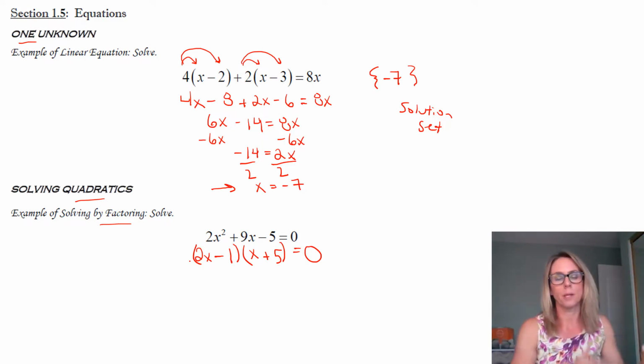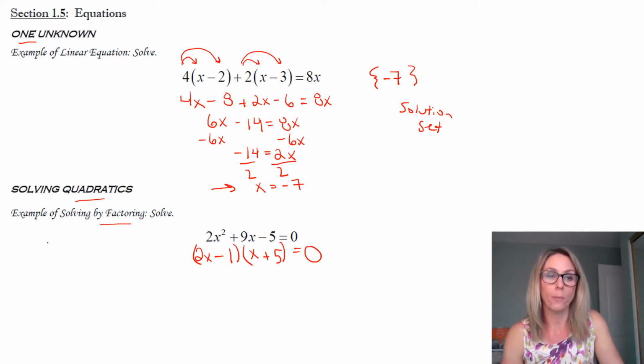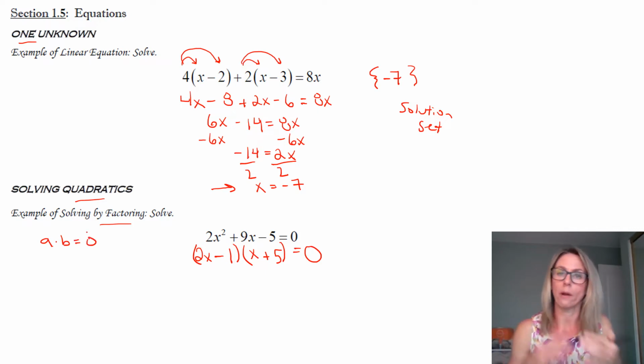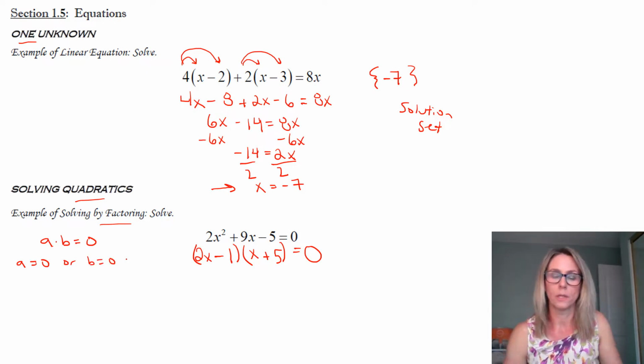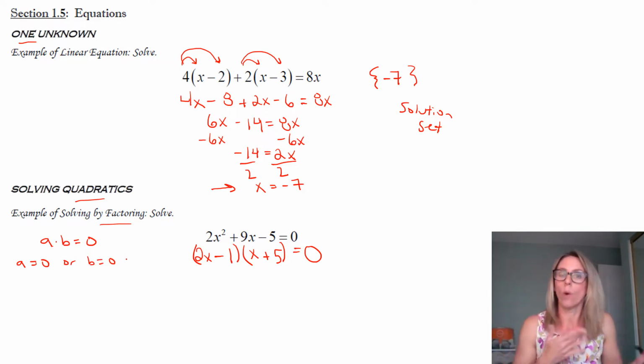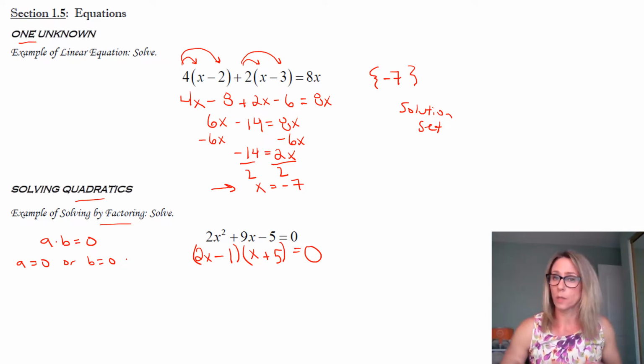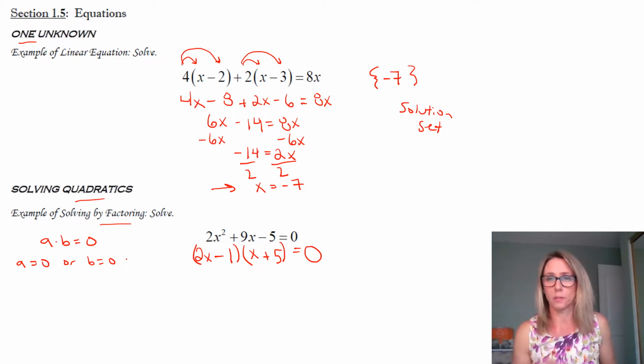Now I have something times something equals 0, and we have a property which says that when a times b equals 0, where a and b can be anything, but if a times b equals 0, then either a equals 0 or b equals 0. Because in order to get 0, one of those things needs to be 0. That's the only way that that can happen. It's typically called the zero product property or the zero factor property.